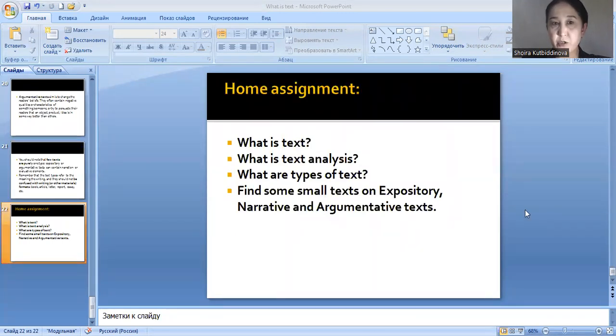So here you can see your home assignment. What is the text? What is text analysis? And what are the types of text? And I'm going to ask you to find some small texts: expository, narrative, and argumentative.